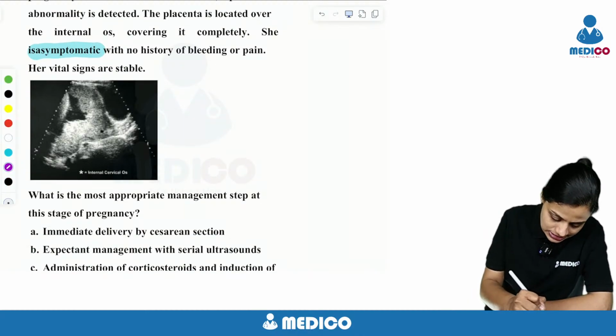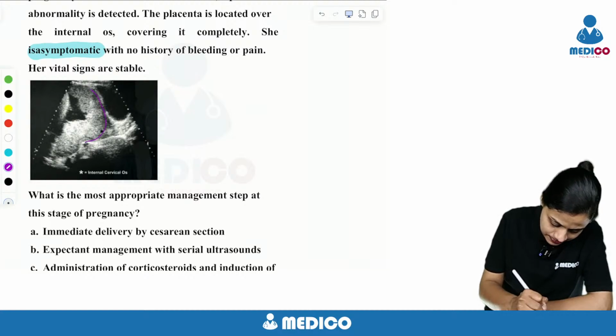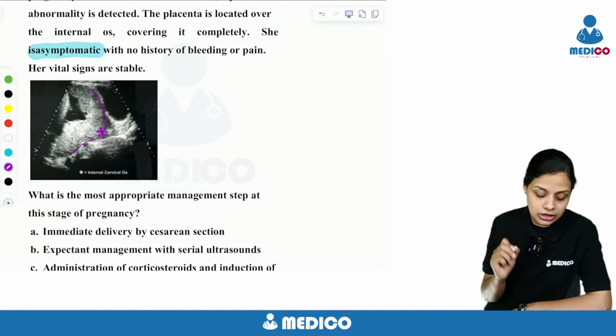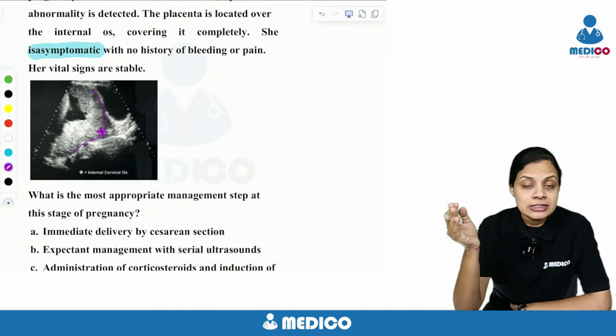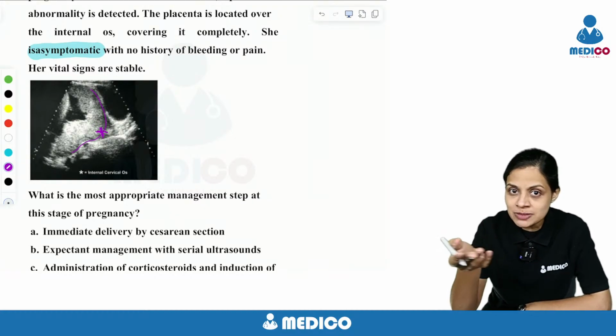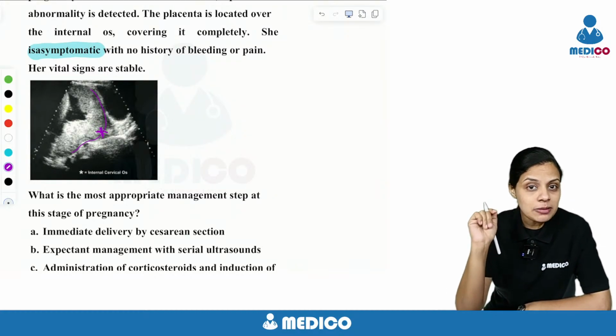Look at this. This is the placenta. Do you see this? This is the placenta. And what is marked here? This is the internal os. So, what do you understand? The placenta is completely covering the internal os. What do you call such a placenta? It is a placenta previa.